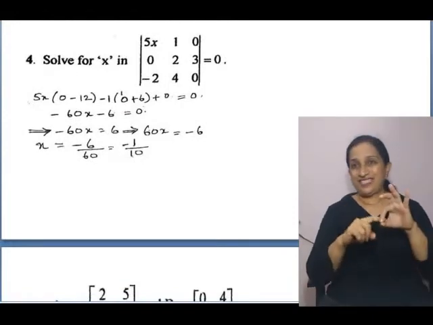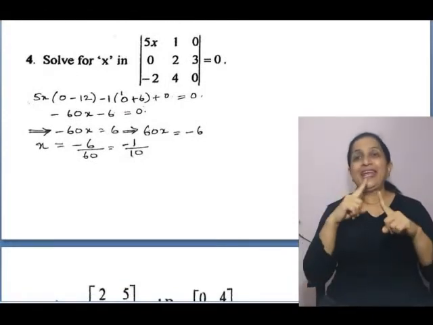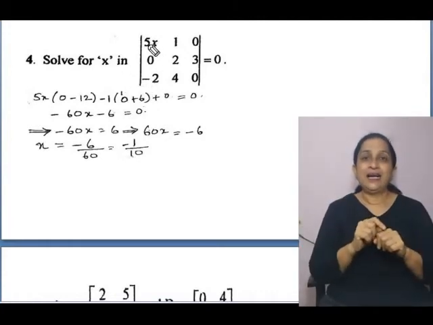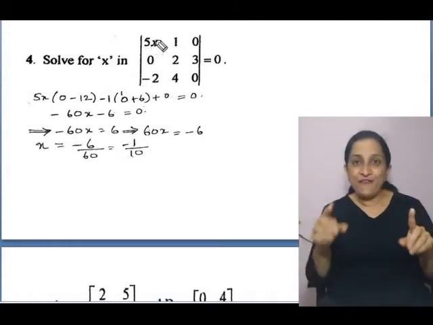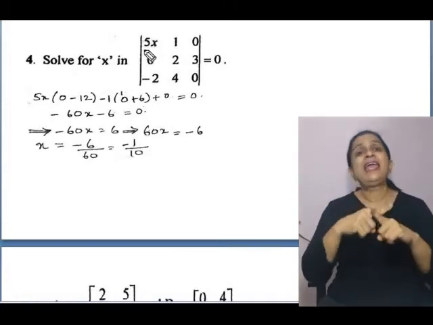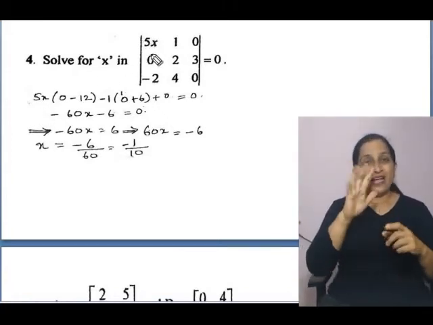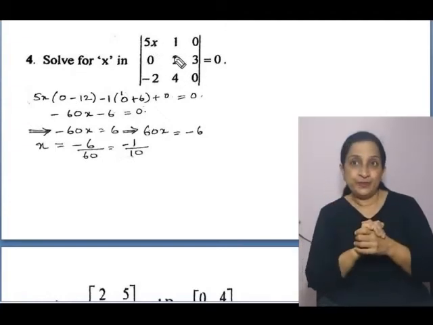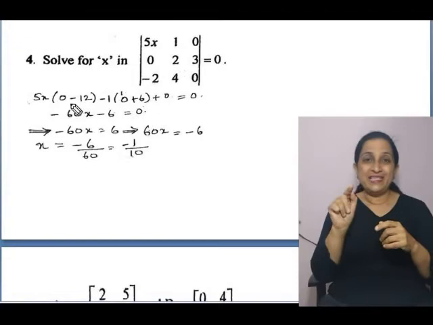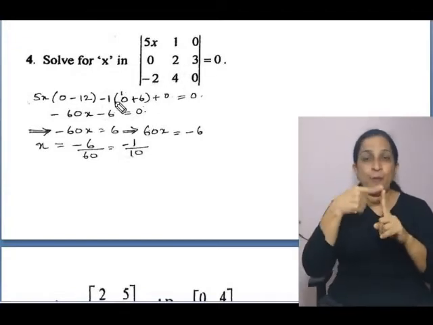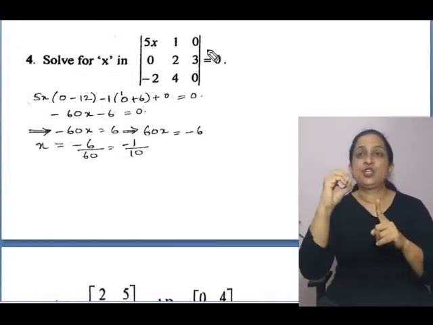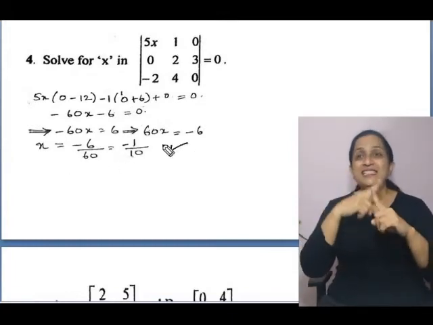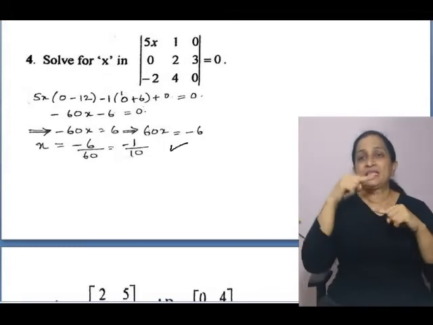Next one is a very simple problem, solving for the value of x. This term keep as it is, 5x, first row first column, then the other thing is 2 into 0, 0, 4 into 3, 12. You solve for the value of this entire determinant and get the value of x as minus 1 by 10. Very easy.